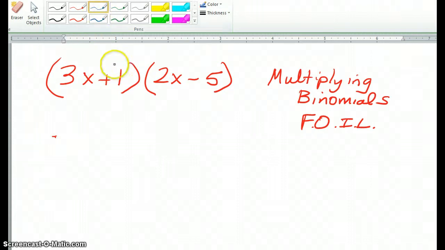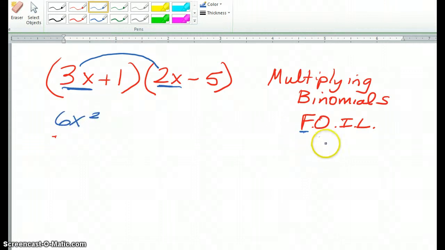So what you do is you multiply the first terms, so that means the first term in each binomial, which is 3x and 2x, so that's what the F part is for, that's for first term. So when you multiply these two terms together, it's 3x times 2x, which is 6x squared. Okay, so that's the first terms.